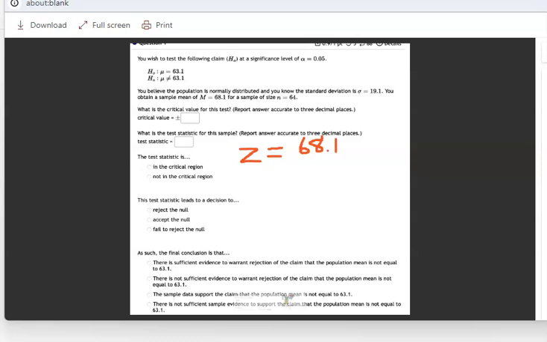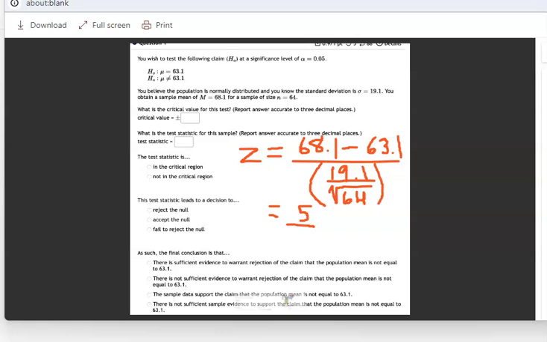I apologize, I'm writing with a mouse, which is rather slow. And then I want my population mean of 63.1. And then I'm going to put that over the standard deviation of 19.1 over the square root of the sample size, which is 64. Okay, so we want to work this out, and that will give us our test statistic. So I can tell that the top is going to be 5. I will take a moment and put the bottom into my calculator. And you do want to be careful that you put this in parentheses as you put it into the calculator.